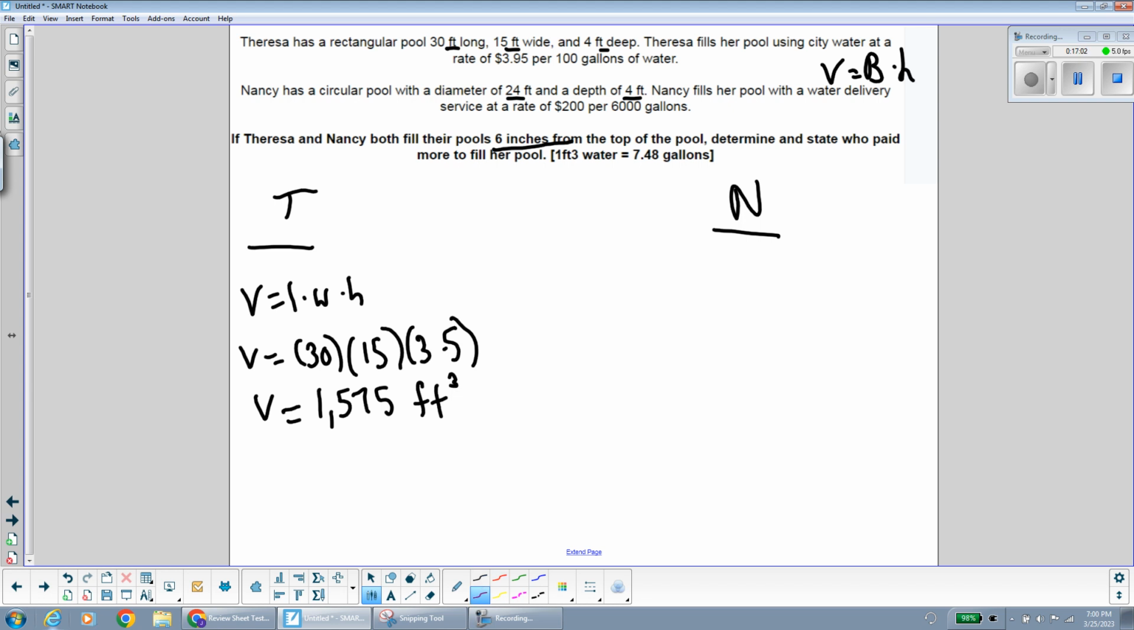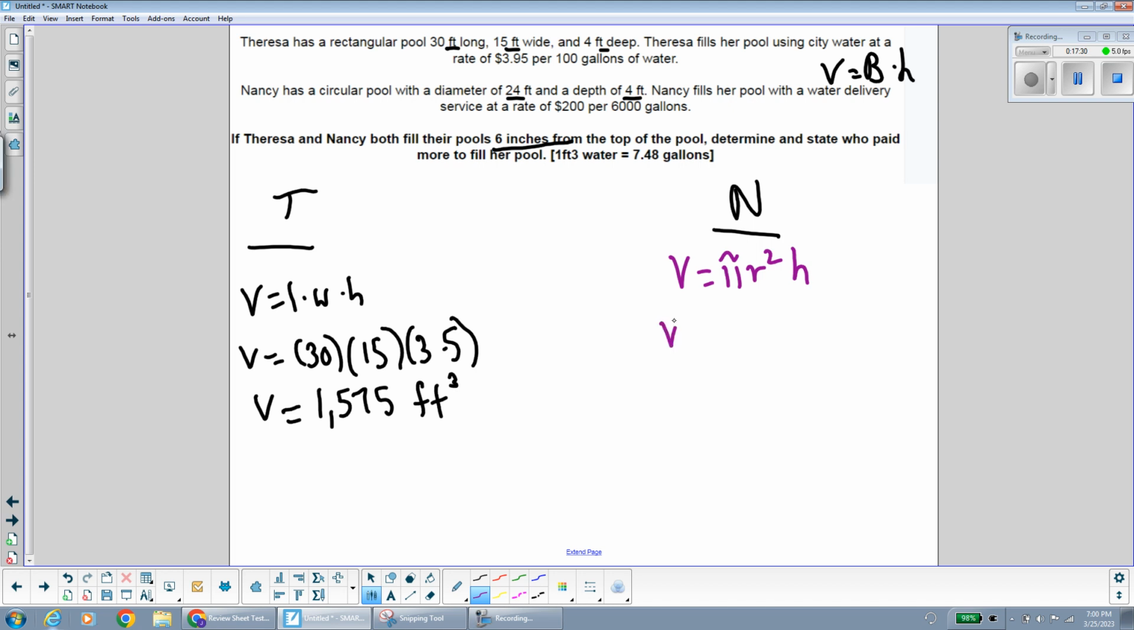Okay, now we're on to Nancy's pool. So Nancy's pool is a circular pool. So the area of a circle, since area of the base times the height gives us the volume of any 3D solid. So since it's a circle base, area of a circle is pi r squared times the height or the depth in this case of the pool, which ends up being the same thing as the cylinder formula.